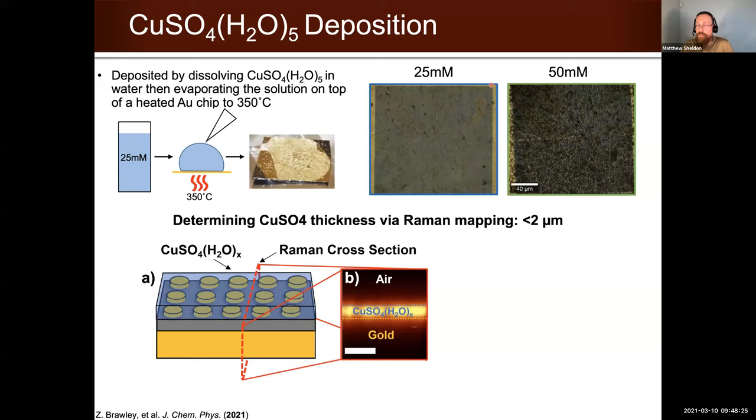And then, go ahead, yeah. Oh, sorry. I have a question. Is there a correlation between the diameter and the separation between the two gold nanostructures? Yeah, there is. You asked earlier. Oh, no worries.